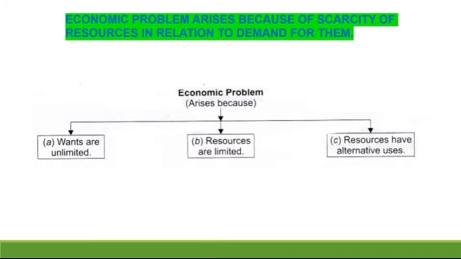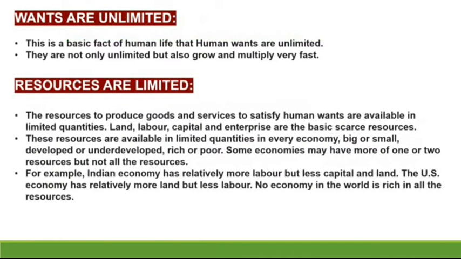As you can see in the image which I have inserted in the slide, it shows that there are three economic problems. And why do economic problems arise? Because wants are unlimited, resources are limited, and resources have alternative uses. So now in the upcoming slides we are going to discuss each and every problem in detail. The first one is that wants are unlimited. This is a basic fact of human life that human wants are unlimited. They are not only unlimited but also grow and multiply very fast.